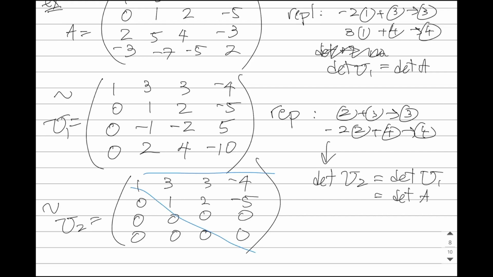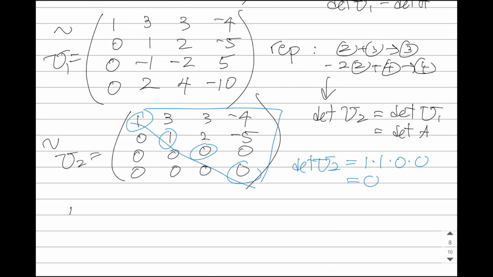Because this is triangular, I'll get 1, 1, 0, 0 on the diagonal. The determinant of U2 is 1 times 1 times 0 times 0, which is 0. That tells me some really important facts here. The determinant of A is just the determinant of this U2, which is 0.